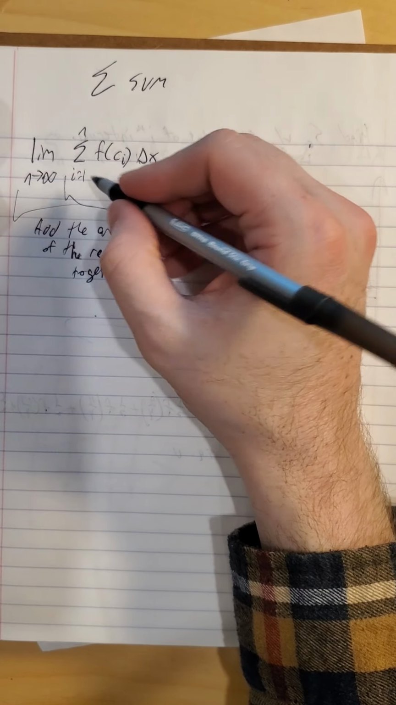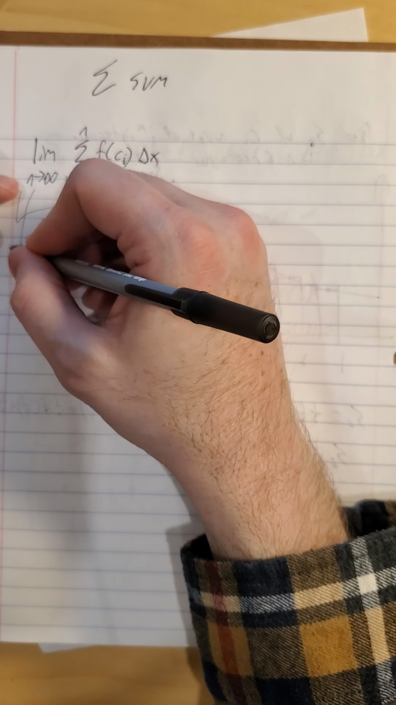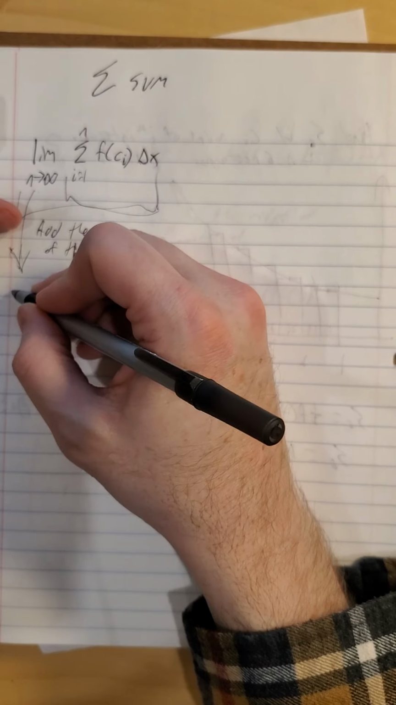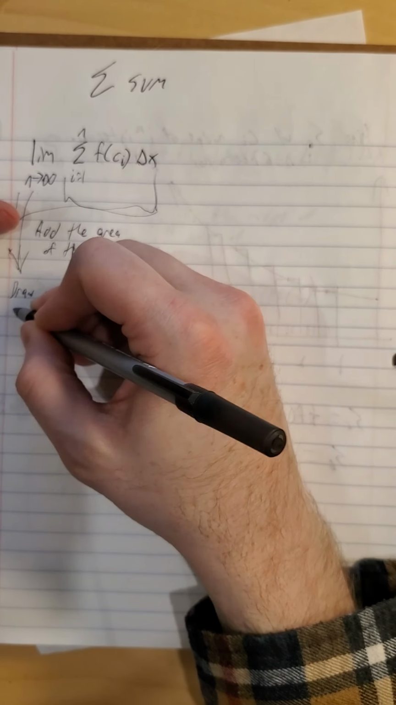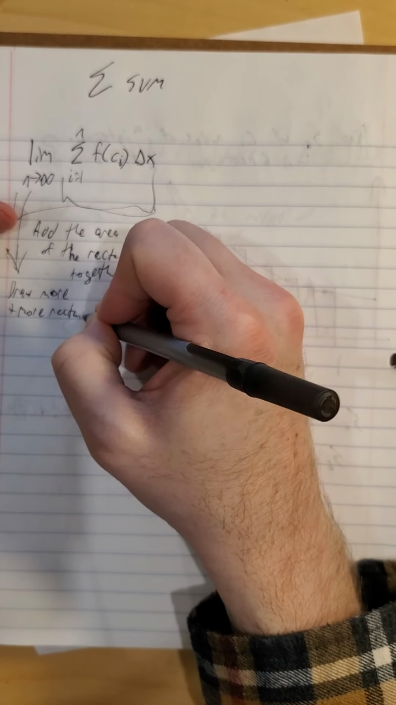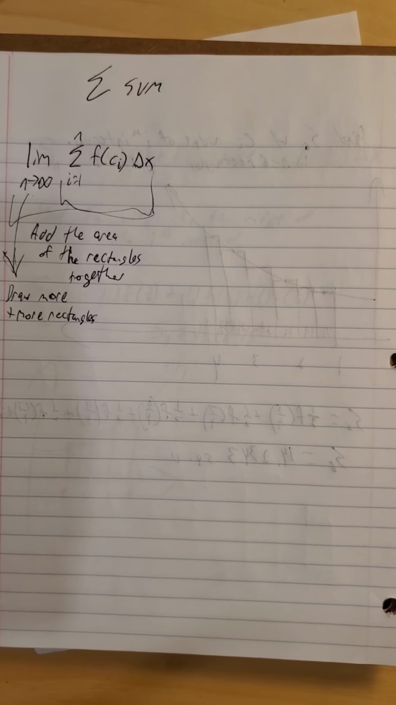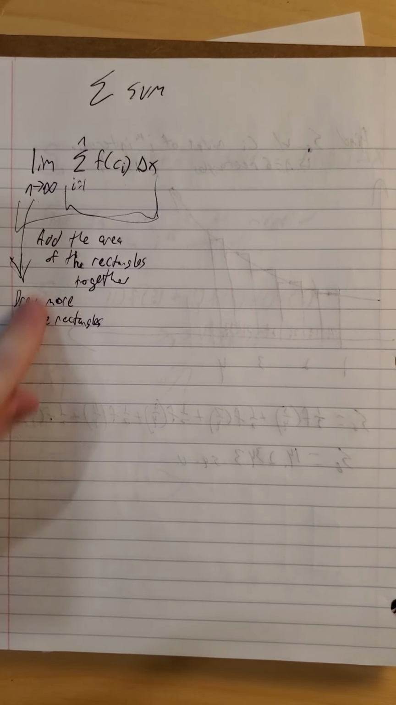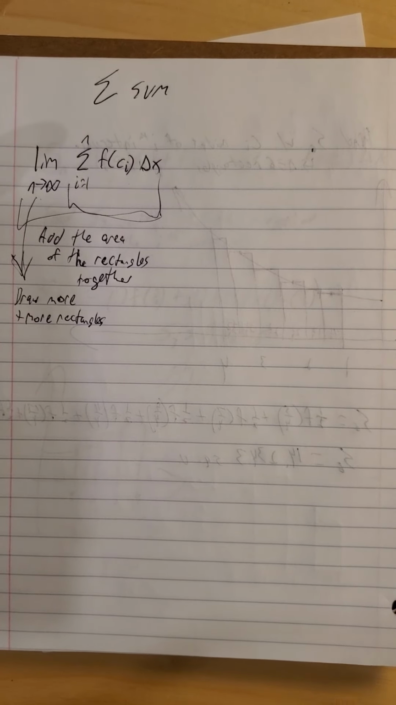So this limit as n goes to infinity basically says draw more and more rectangles. So we've been drawing 3 of them, 6 of them. This is saying draw 100 of them, draw 1,000 of them, draw 10 billion of them. Let n go to infinity.